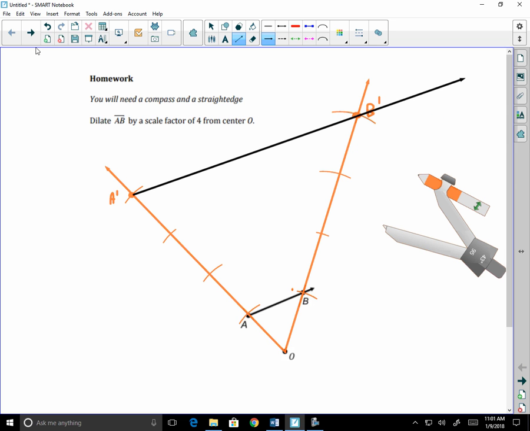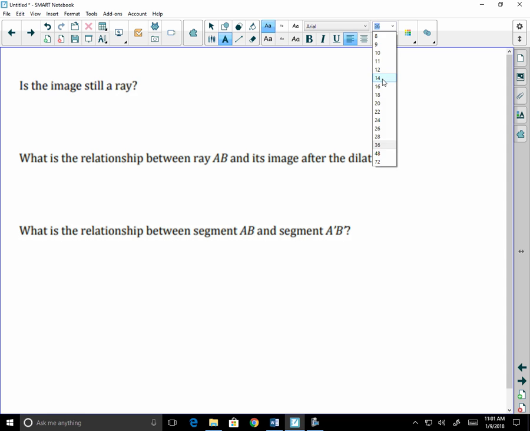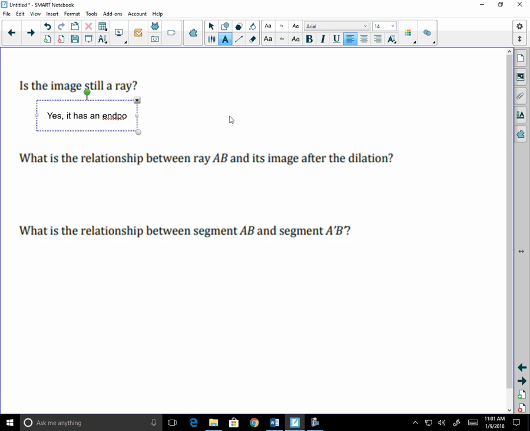Now, right below this, there are 2 questions that I asked you to answer. So the first one asked us, is this still a ray? The answer to that is yes. It has an endpoint and an arrow. What is the relationship between ray AB and its image? They are parallel to each other. There's nothing else that we can say. We can't say it's 4 times the length or anything like that because rays don't have lengths. They go on forever.